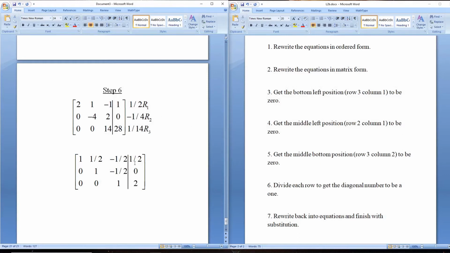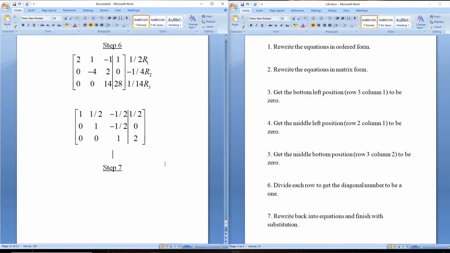So here is the place where we're at now, which is really good, because we have zeros all in the bottom left here, and we have ones on the diagonal. And so now we can go to step 7, where we write this all back into equations.